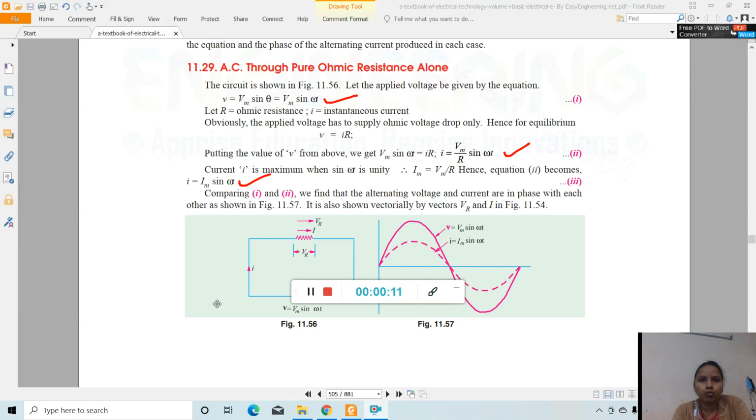In the previous class we already discussed AC through pure ohmic resistance alone, AC through pure inductance alone, and AC through pure capacitance alone. So I will just review all the voltage and current expressions under these categories. Okay, so let's get started.